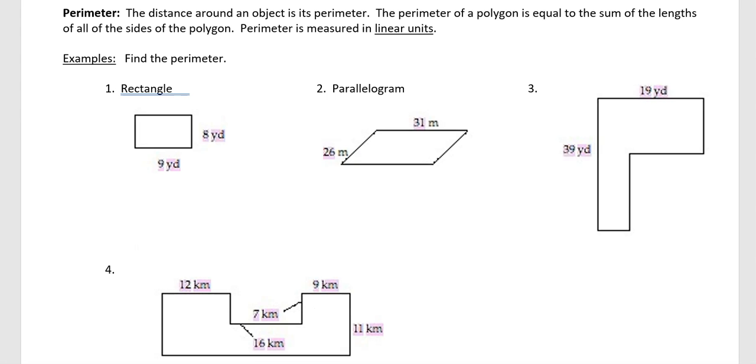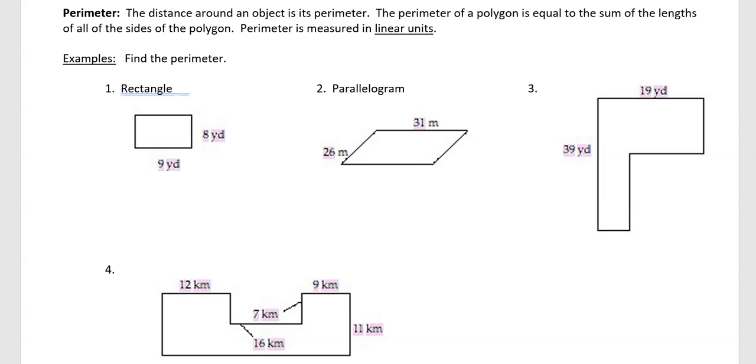Perimeter is the distance around an object. The perimeter of a polygon is equal to the sum of the lengths of all the sides of the polygon. Perimeter is measured in linear units. So what that means is, for example, in number 1, if the units are yards for each side or each dimension of the given rectangle, the perimeter would also have the units of yards, which will be different when we get to area because area has squared units. And if we were to look at volume, volume has cubic units.